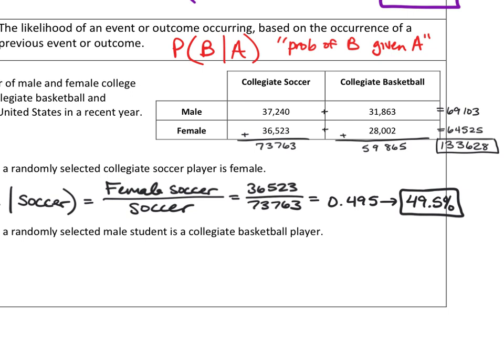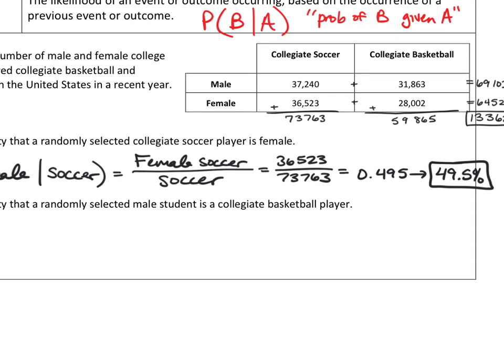Part B is going to be for you. The question says, what is the probability that a randomly selected male is a collegiate basketball player? So I want you to do the problem exactly like we did part A, except you're not looking at female soccer players anymore. You're going to look at male basketball players.